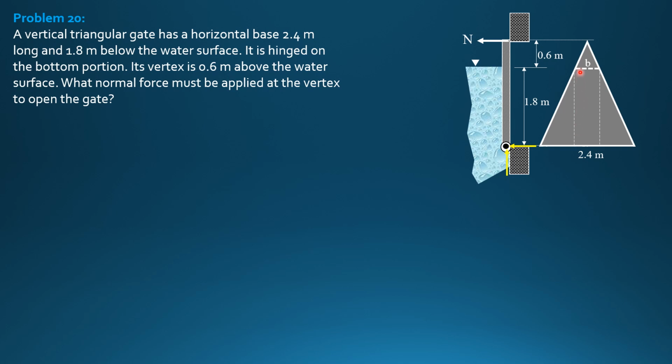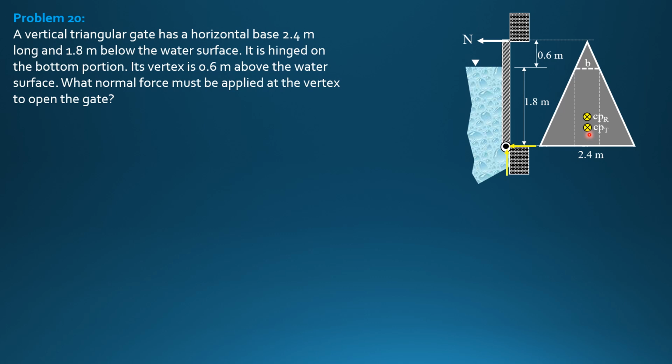So the center of pressure of the force in this rectangular portion is 2/3 of 1.8. So 2/3 of 1.8 is 1.2. This center of pressure of the rectangular portion happens to be the centroid of the triangular portion, because the location of the centroid of this triangle is 2/3 of 1.8, or 1/3 from the bottom. 2/3 of 1.8 is 1.2. 1/3 of 1.8 is 0.6 from the bottom. This is the center of pressure of the rectangle, 2/3 of 1.8, which happens to be the centroid of the triangle also.